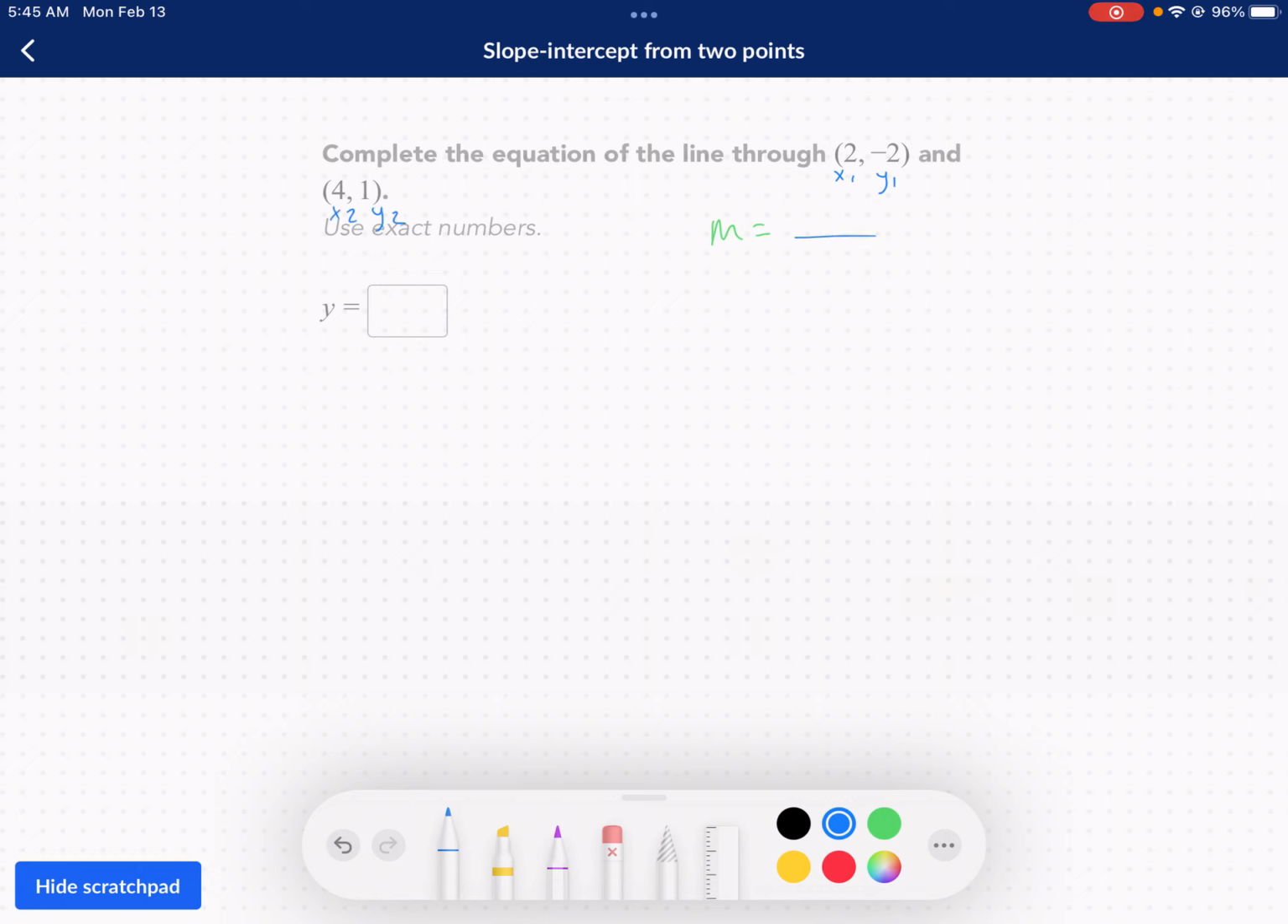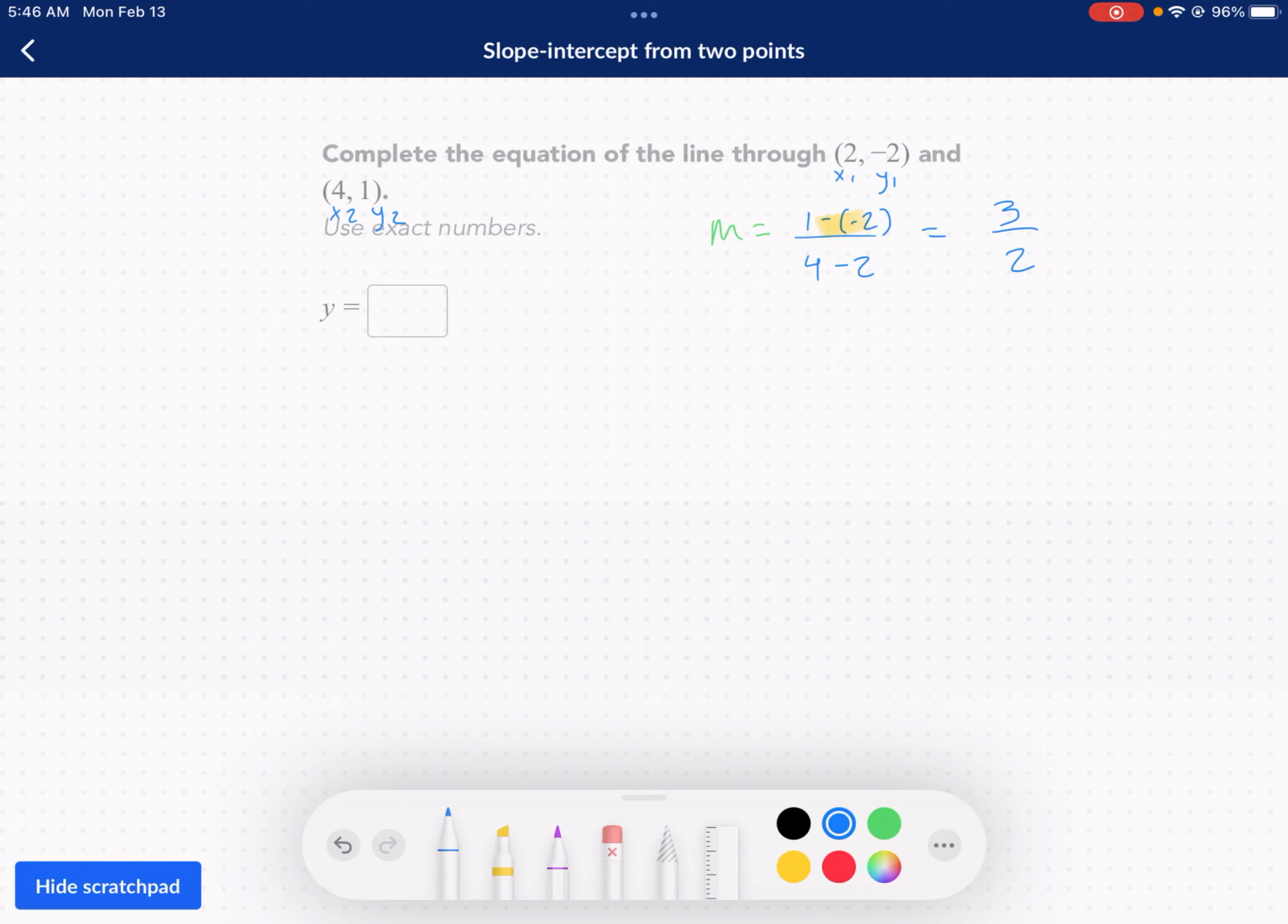So I'm going to do my change in my y's. That's a +1 minus a -2. This is what I was talking about, this exact situation. And then I have 4 minus 2. So in the top, because it's minus minus, it's going to turn into plus. Always be careful with minuses when we're calculating our slope. So 1 plus 2 gives me 3, and then I have 4 minus 2, and that gives me 2. I just double check that. So we have 3 over 2.